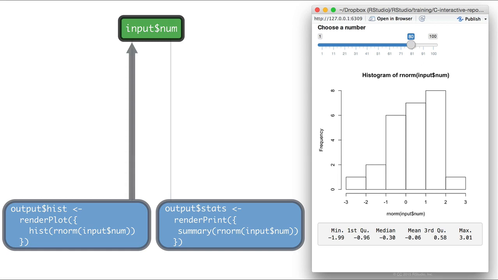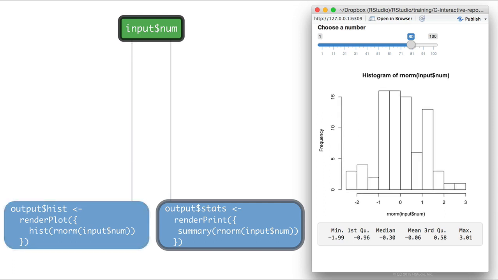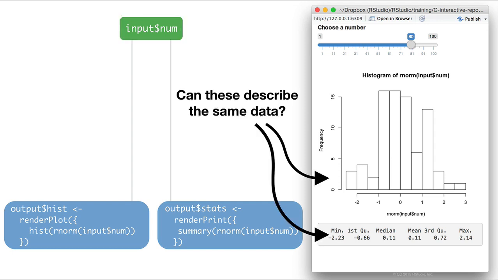So first, the histogram will rerun its code block. It's going to generate input$num random normal values, and it's going to plot them as a histogram. And then the second observer object, output$stats, will rerun its code. It's going to generate input$num random normal values and print out the summary of those, and that updates that part of the app.